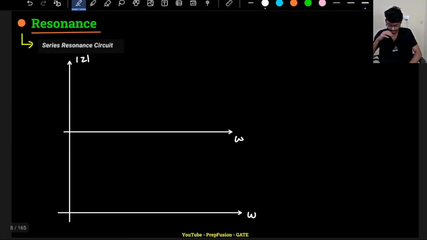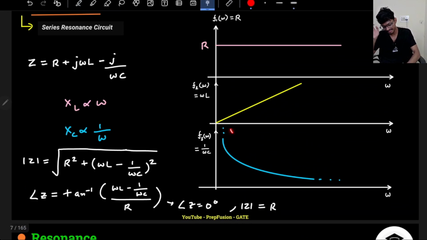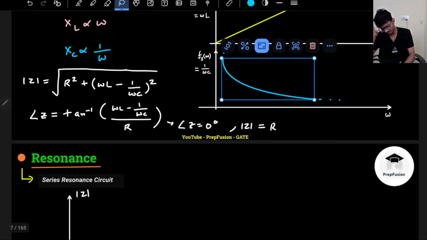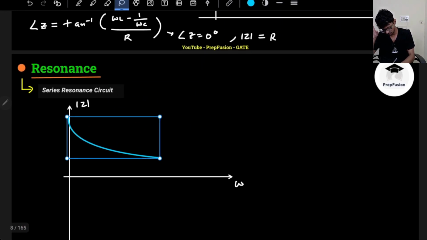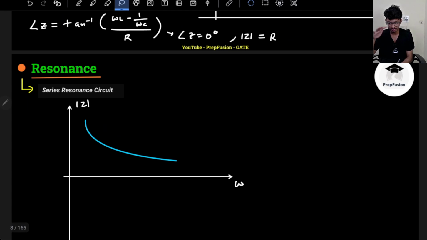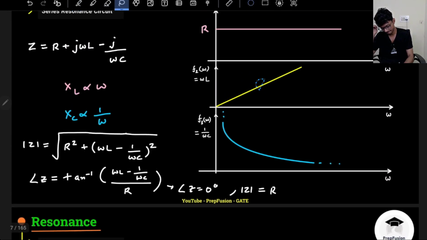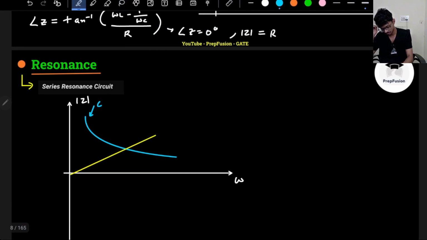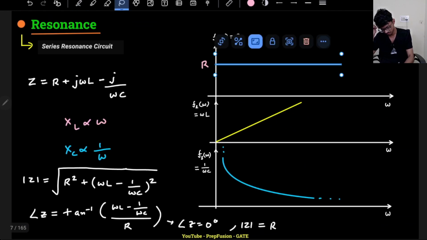Initially, as I told you, capacitance has the highest value, so the capacitor will dominate. If I copy this graph and paste it here, whichever one is the higher value will dominate. So initially this is the curve for the capacitor, this is the inductor one, and this is the resistor.